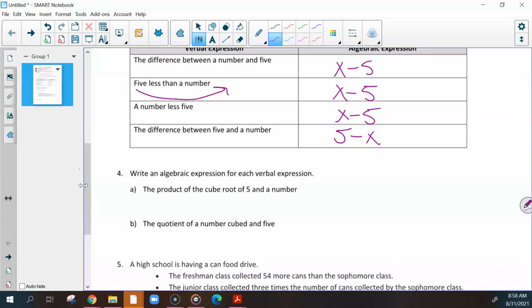Questions on those? Right. We need an algebraic expression for the product of the cube root of 5 and a number. Cube root is the same as square root, right? Not exactly. The cube root looks like a square root, but it has a small 3 on the outside. So kind of, but not really.